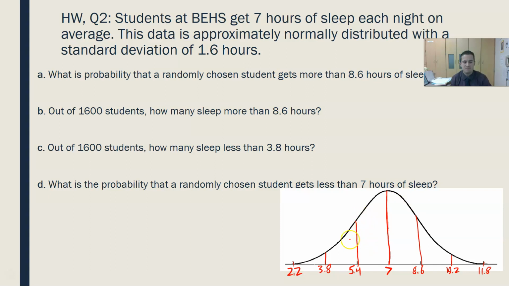So on average, kids get about 7 hours of sleep. It looks like most kids get between 5.5 and 8.5 hours of sleep, and far fewer kids will get more than 10 or less than 4 hours of sleep, okay? So what is the probability that a randomly chosen student gets more than 8.6 hours of sleep?